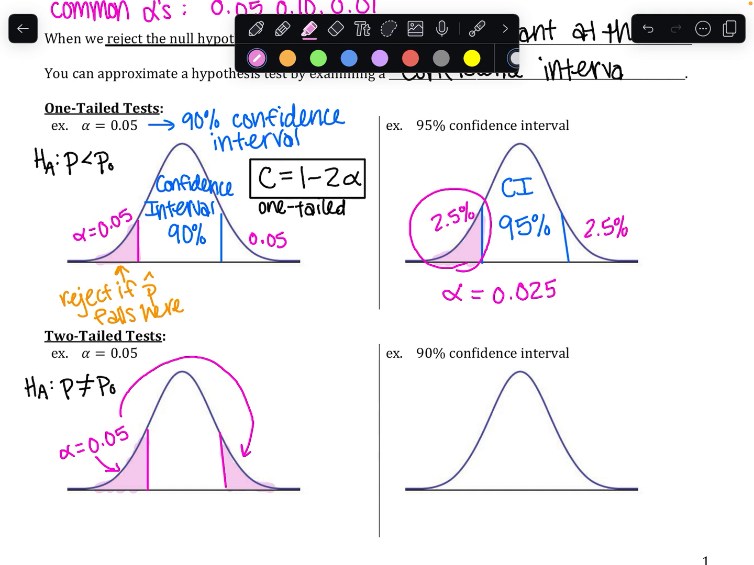So if 0.05 is all that stuff I just shaded in, what's left in the middle? 95% for my confidence interval level. Right? When we did the one-tailed test, the alpha of 0.05 corresponded to 90% confidence. Here with a two-tailed test, it corresponds to 95%. So you can find your confidence level by doing 1 minus alpha if it's a two-tailed test.